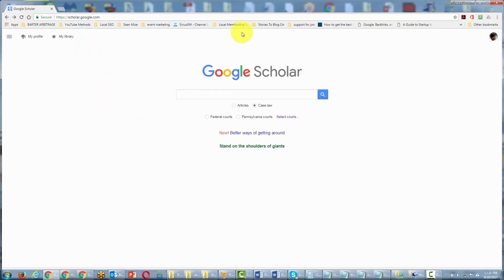We can also search for topics at the federal level and or at the state level. So what you want to do is narrow down where you are looking for law or precedent and then do your search within Google Scholar.